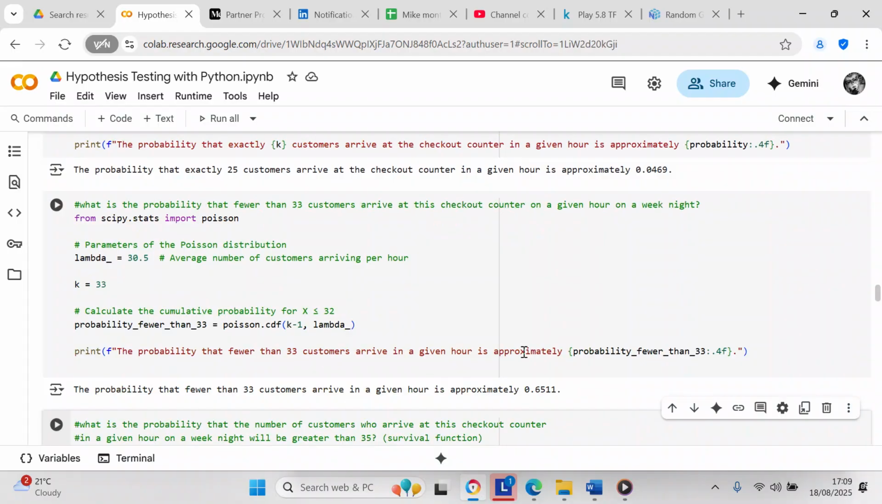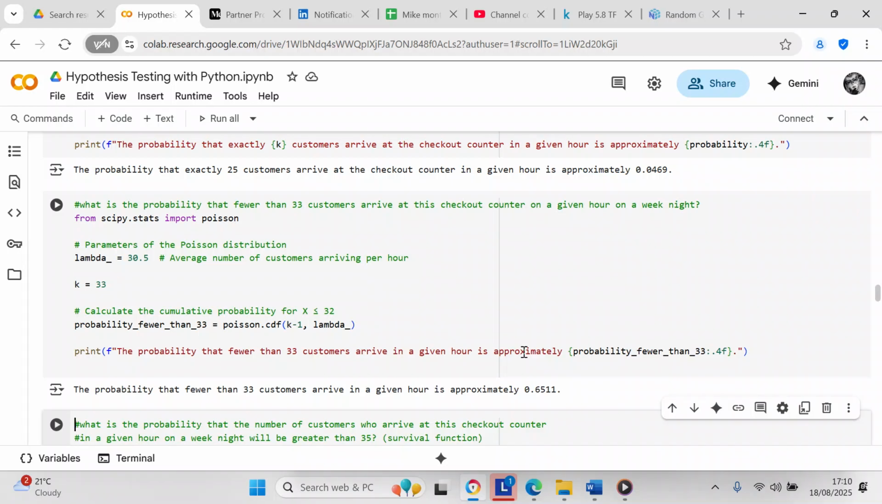Now the next question is, what is the probability that fewer than 33 customers arrive at this checkout counter in a given hour on a weeknight? So from scipy.stats, we're going to import Poisson, and scipy is our scientific library. Stats is the statistical module within scipy, and Poisson is the distribution that we're going to be creating. We're going to set the parameters for the Poisson distribution. So lambda equals 30.5, that's the average number of customers arriving per hour.